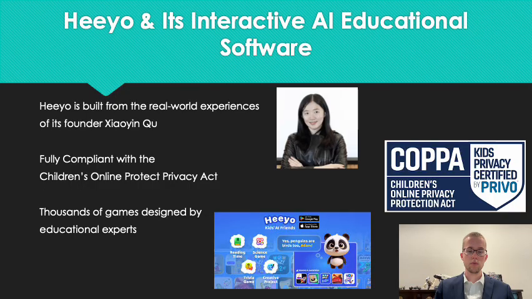It is fully compliant with the Children's Online Protection and Privacy Act, which means that the data you put into HEEYO AI is safe and secure and not accessible to hackers, and will not be sold to third-party companies. It will keep the data safe and keep the kids safe, which is something that we need at Westview to ensure that our students are safe and not compromised.